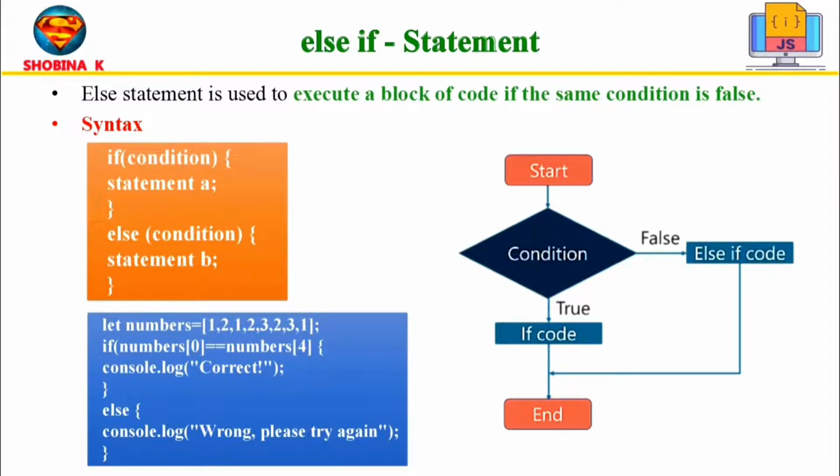Let's see an example. In this example, I have defined an if block as well as an else block. So if the condition within the if block holds false, then the else block gets executed. Using the else if statement, I'm going to check the condition that the element at index 0 and the element at index 4 are equal. If it is true, then it's going to print the statement correct. If it is false, it will print the message wrong, please try again.